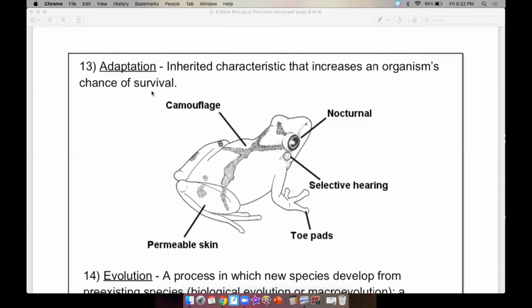So look at this frog. It's nocturnal, so it has really large eyes, really giant pupils to let more light in so it can see at night. It has camouflage. That's an adaptation. It doesn't just change, right? That is just a trait it has. It helps it blend in, helps it stay alive. Selective hearing: it can actually turn its ears off so it can sleep during the day. Toe pads help it stick to things, so that helps it stay alive. Permeable skin, meaning it can breathe through its skin. These are all traits that keep it alive. These are all adaptations.